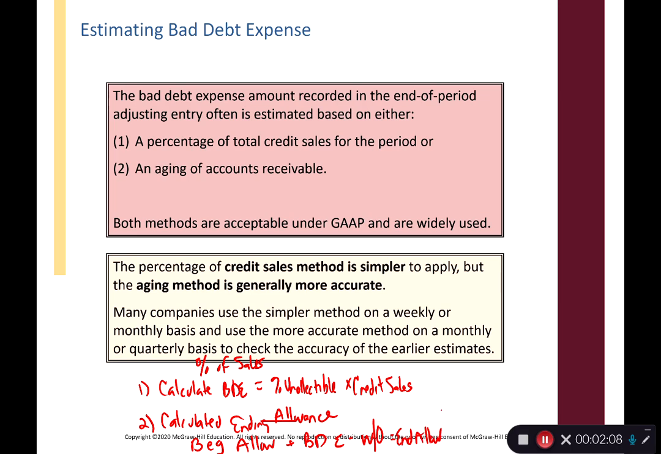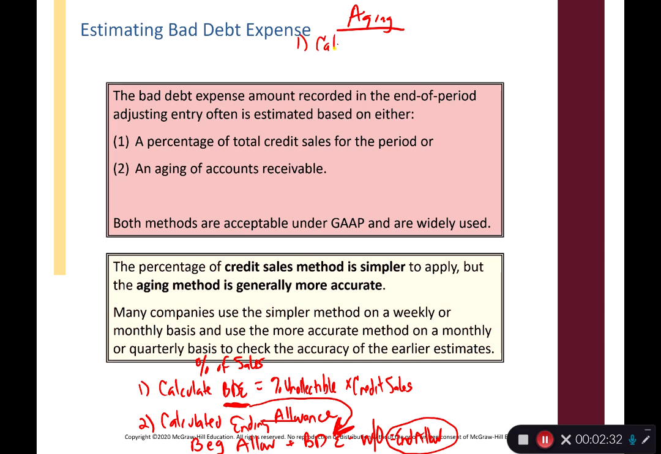So in step 1, we get BDE. That BDE number moves on into step 2 right here to allow us to solve for our ending allowance in the second step. The aging method, I'll put at the top because I don't have room at the bottom, is going to involve the same 2 steps but in the opposite order.